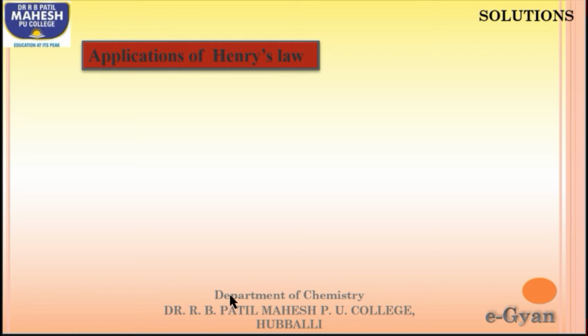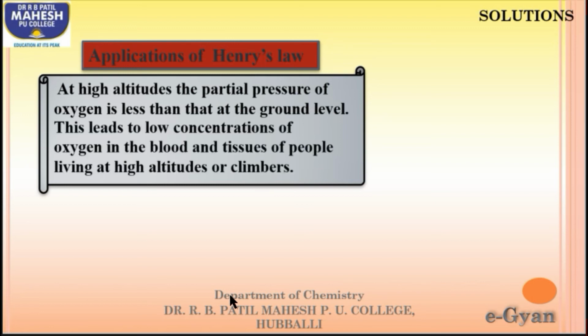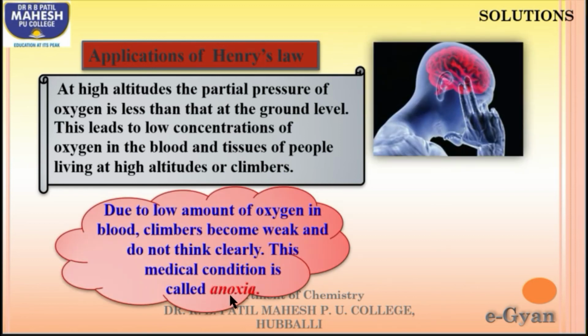Next application: at high altitude the partial pressure of oxygen is always less than that at ground level, because the pressure will be less. This leads to a low concentration of oxygen in the blood, and due to this, the tissues of people living at high altitude or climbers get low oxygen, climbers become weak and do not think clearly, and this medical condition is called anoxia.